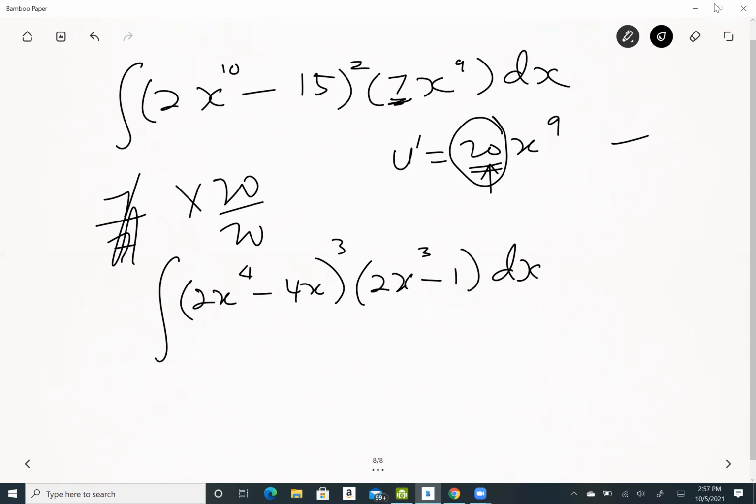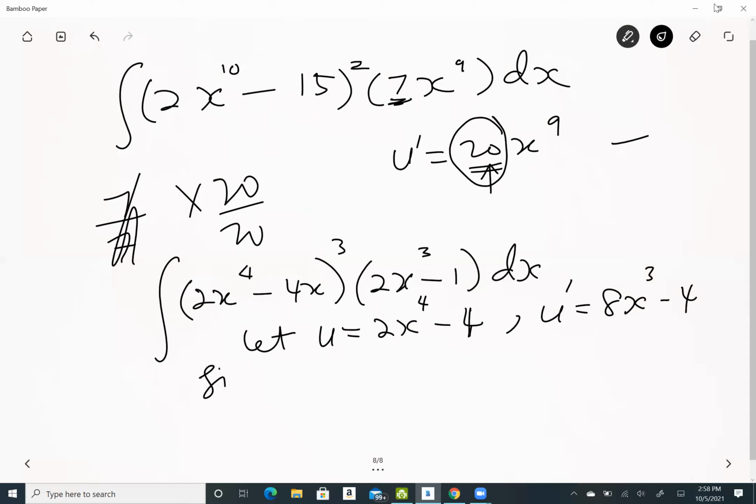Okay, do this one. All right, first, what is u prime? Anybody who gets the u prime? I just want you to do that. What is 8x minus 4? Okay, so u prime is 8x to the power of 3 minus 4. But what you are given is 2x cubed minus 1. So what do we do? What you are given is 2x cubed minus 1, which is not the u prime.